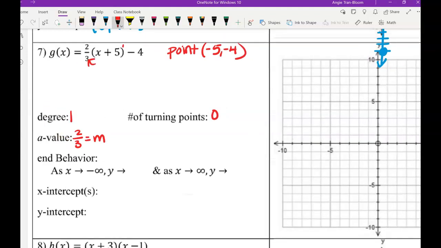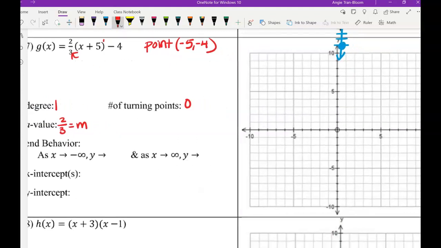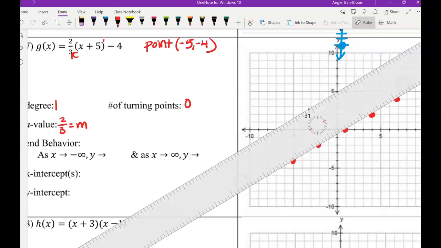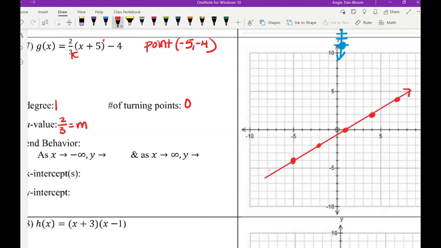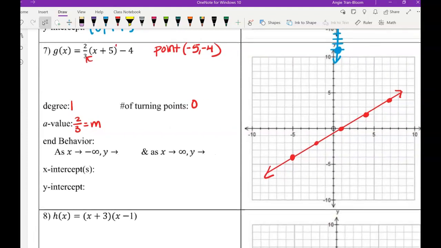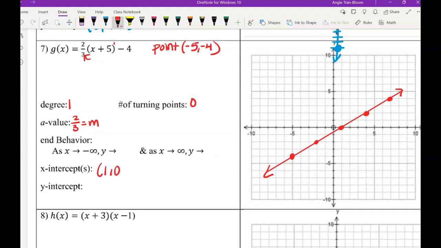We can graph that right away by plotting the point and using your slope. So your (-5, -4), your slope is 2/3, so go up 2, right 3, just enough so that way we have a nice straight line. Whoa, that was not up 2. So that's right there. Let's connect all of the dots. Okay, sometimes we are able to find the x-intercept quickly. In this case, that is one of those nice times. So that's going to give us an x-intercept of (1, 0).